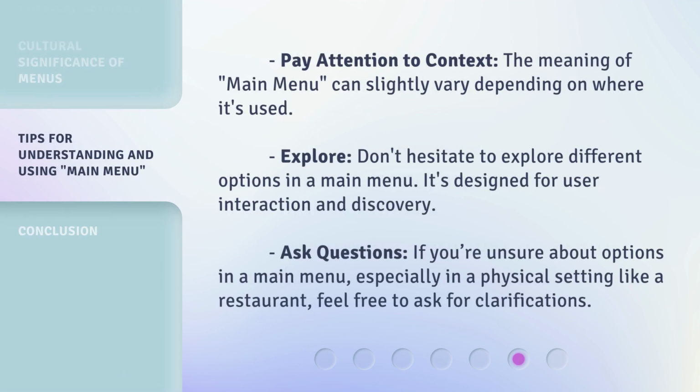Pay attention to context. The meaning of main menu can slightly vary depending on where it's used. Explore. Don't hesitate to explore different options in a main menu. It's designed for user interaction and discovery. Ask questions. If you're unsure about options in a main menu, especially in a physical setting like a restaurant, feel free to ask for clarifications.